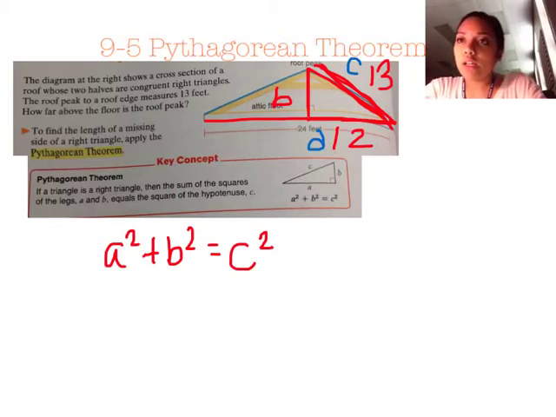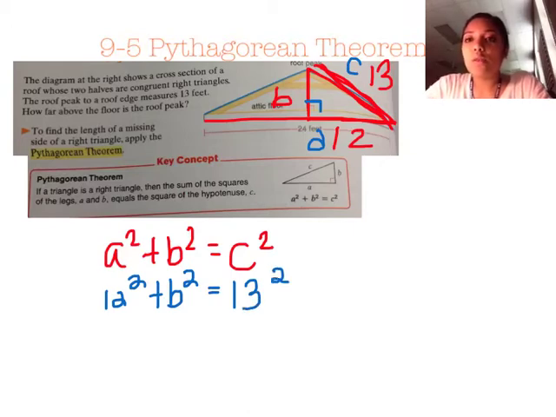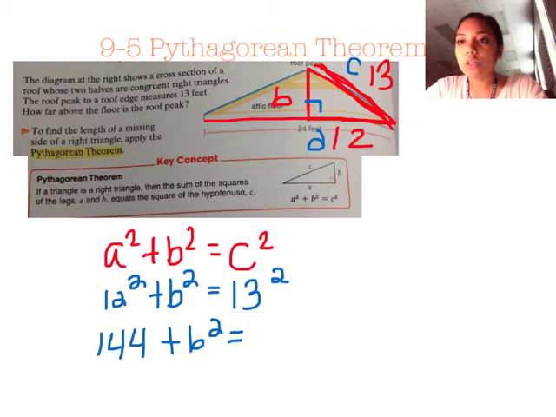And also, it even just has a right angle. A and B always make up where your right angle is. So I have 12 squared plus B squared equals C squared, which is 13 squared. So 12 squared is 144. Now all I'm doing is simplifying. Plus B squared equals 13 squared, which is 169.